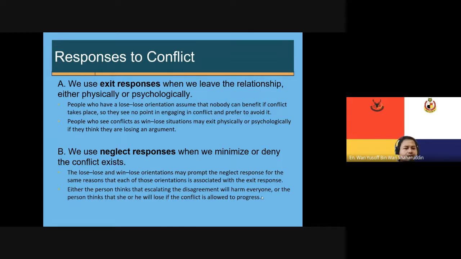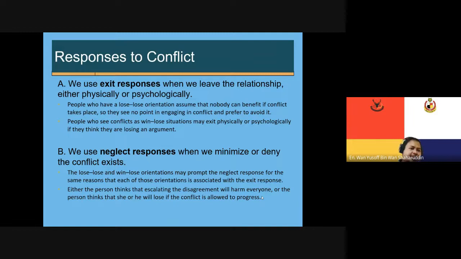With this one, you will be involved in the conflict, but along the way, you will try to neglect the argument. You will try to neglect the fact that you are experiencing the conflict. So in a way, this is also an unhealthy way of responding to conflict, because you do not want to deal with the issue, you do not want to deal with the argument. And you tend to feel that it's okay for the other party to win. I prefer to lose. I don't want to have any more arguments.